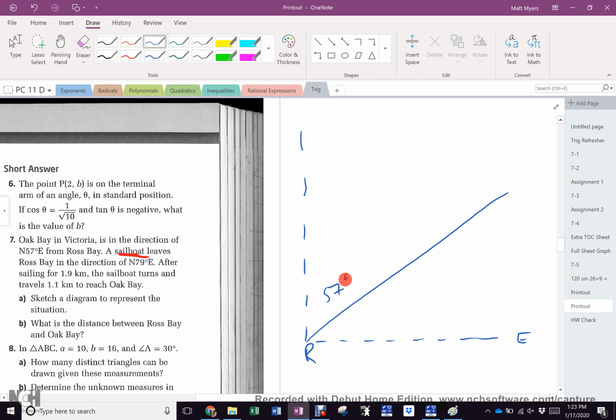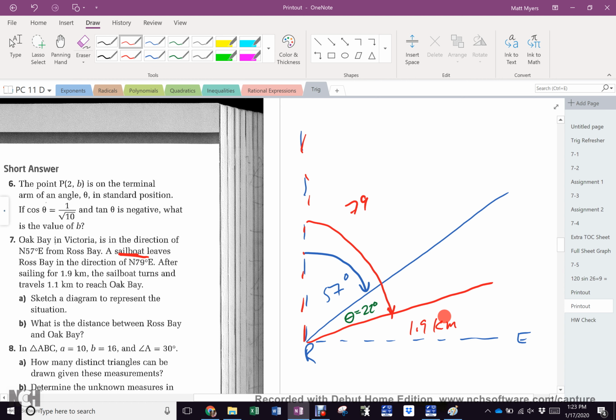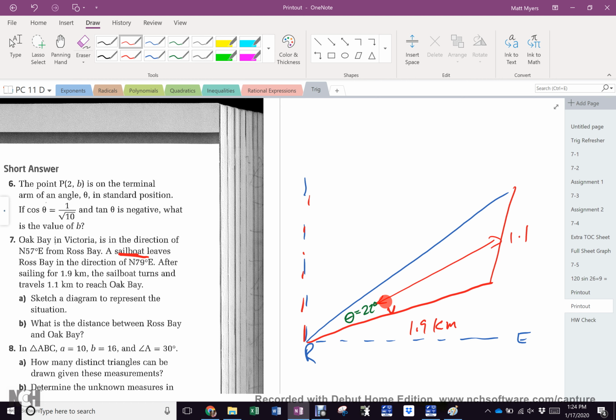Everybody cool? The sailboat leaves north, but not north. How far did the sailboat go? 79. So if that's 57, the sailboat went out over here, yeah? This is how far? 79. So what is this? 22. The boat sailed 1.9 km. Then the sailboat turned and traveled 1.1 to Oak Bay. There's your triangle. And what are you going to use? Starts with an S, ends with a W, has an i-n law in the middle of it. Sine Law. Good job, everyone.